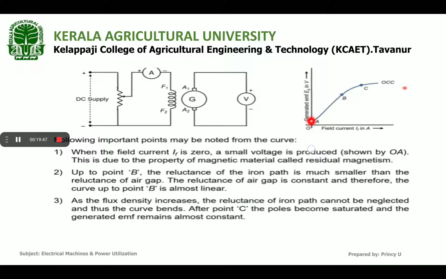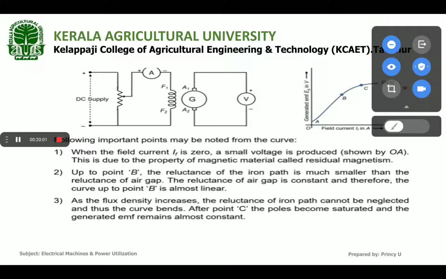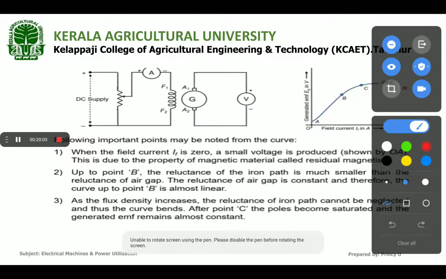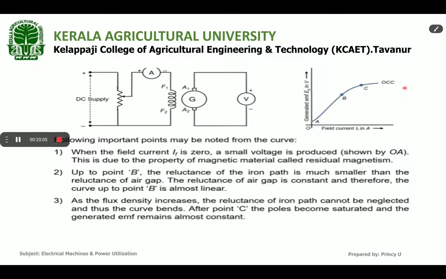This is shown by this value. This is due to the property of magnetic material called residual magnetism. We have already studied our hysteresis loop. That means the magnetizing force is lagging behind the magnetic field flux density. We have studied the BH loop.